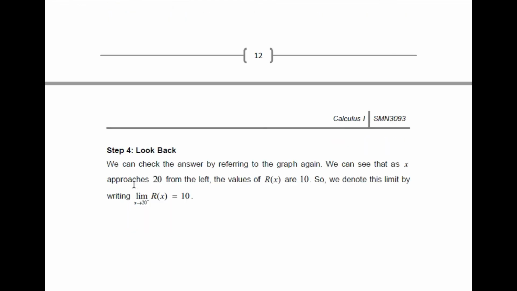And for step 4, we look back by checking the answer by referring to the graph again. We can see that as s approaches 20 from the left, the value of R(s) is 10. So we denote this limit by writing the limit of R(s) as s approaches 20 from the left is equal to 10.